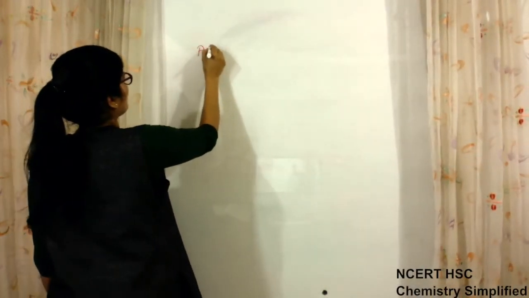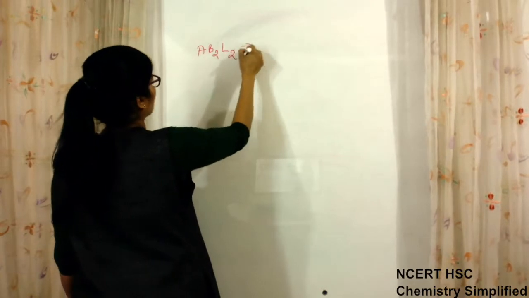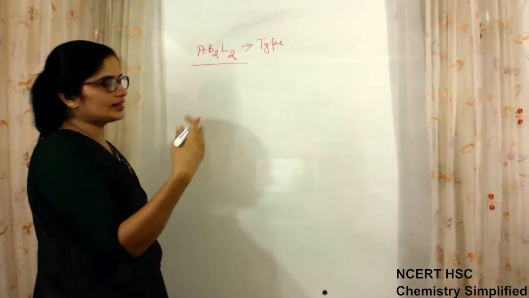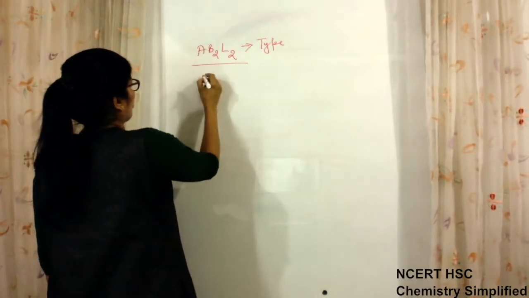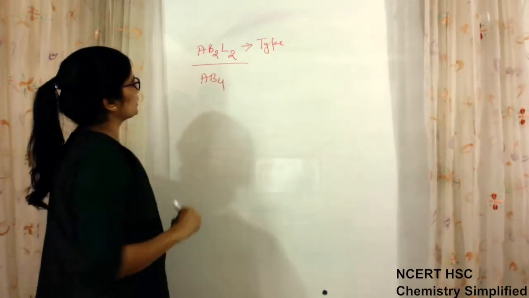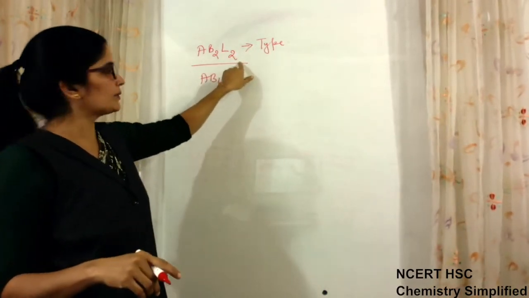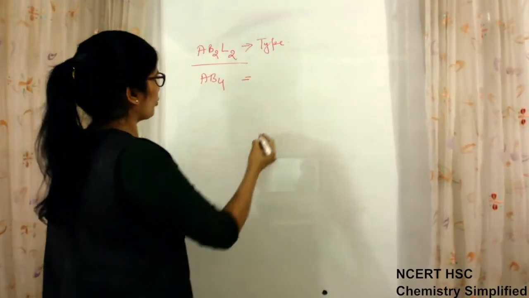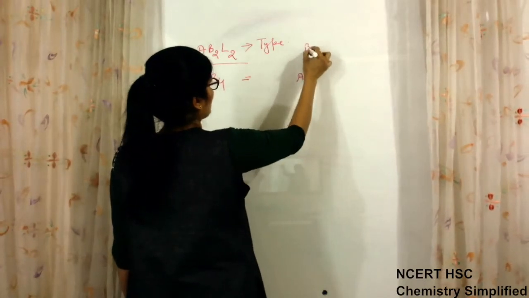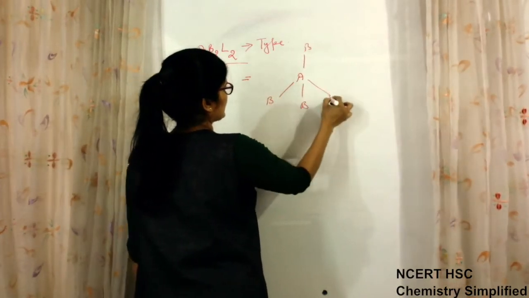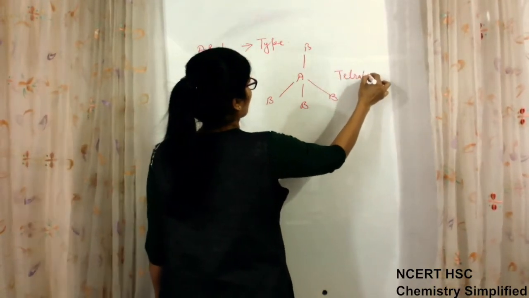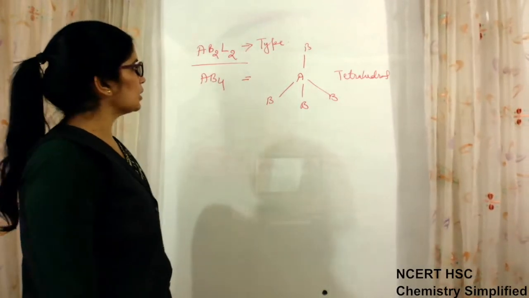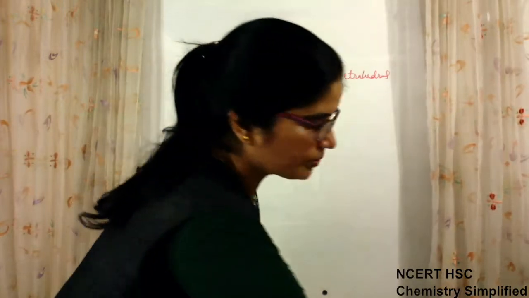Next is AB2L2 type of geometry. Now, AB2L2 we see from where it has formed: it is AB4. If these lone pairs were also bond pairs, then it would be AB4. AB4 means normal tetrahedral geometry. Now, if two of the pairs are lone pairs, then what will happen in this same geometry?